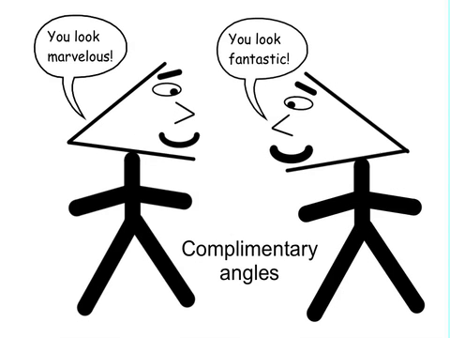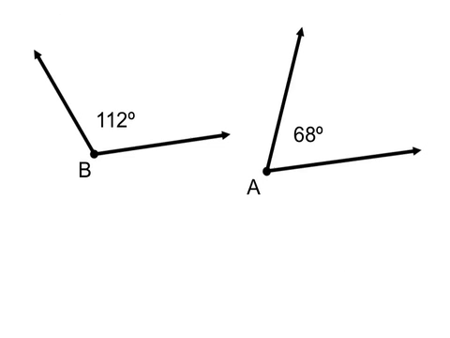Many years ago, I had a poster hanging in my classroom that looked something like this. It showed a pair of complementary angles that was of a different type than the pairs of complementary angles that we're looking at today. And here's two angles that are not adjacent.